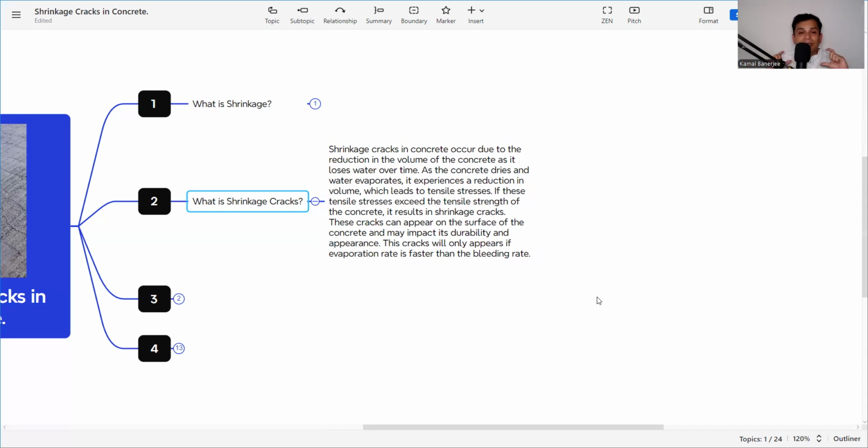That means whenever we place concrete, bleeding starts, it takes a little time, and the evaporation of this water also starts. So if the evaporation rate is higher than the bleeding rate, the cracks will generate. If the evaporation rate is less, then the cracks will not generate. This is a very important thing. Why do shrinkage cracks generate? It is the reduction in volume and evaporation of the water, and if it is faster than the bleeding rate, then the cracks will generate. It is a common phenomenon. So these are the shrinkage cracks.